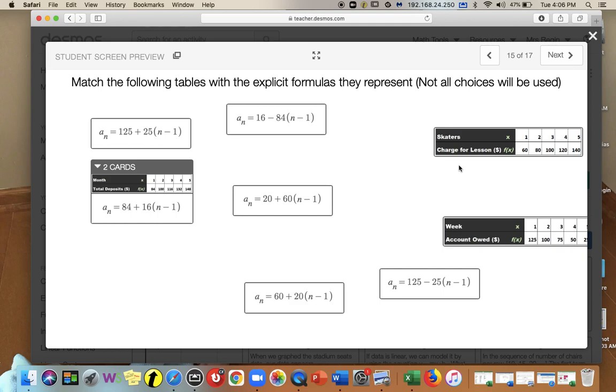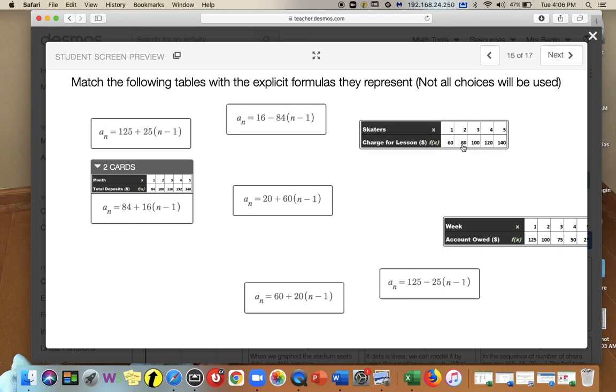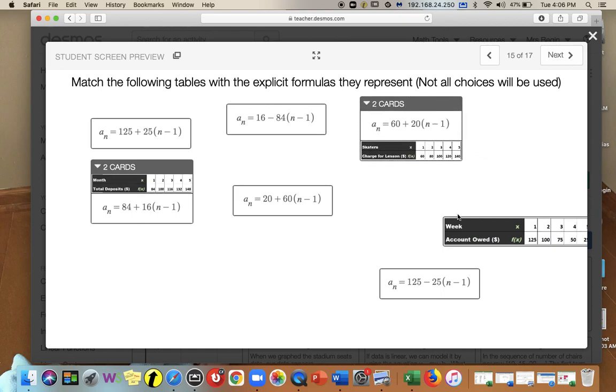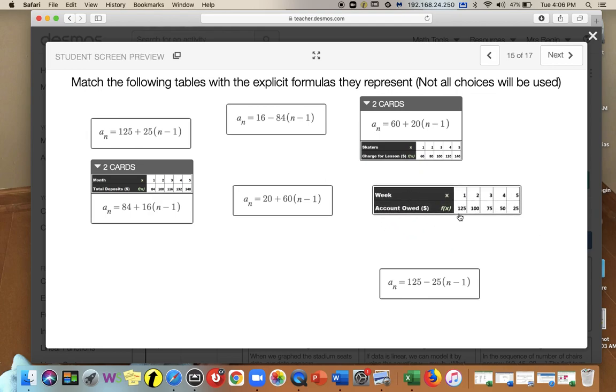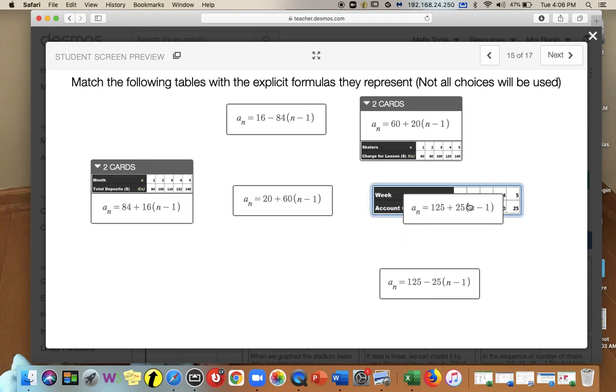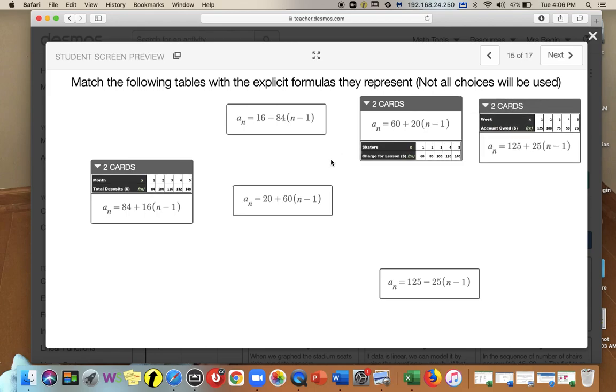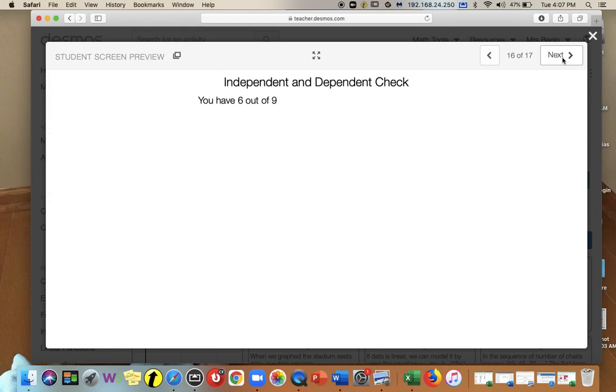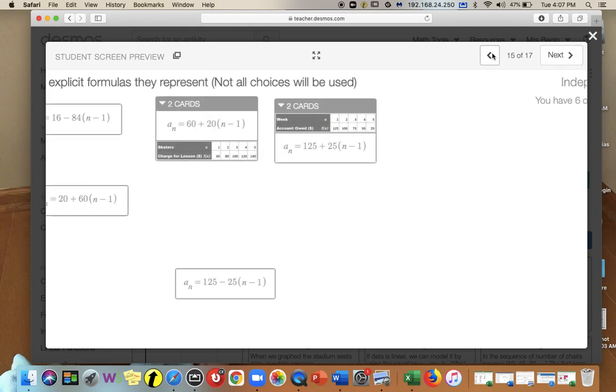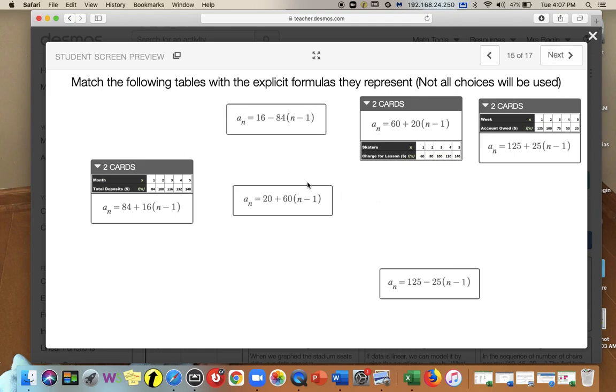Okay. Let's try this one. This is 60 and it's going up by 20 every time. Okay, so that would match that one. And this one right here is 125, but it's going down 25 every time. Okay, so I've matched all these up, and let's just see if any of these other ones would, nope, that's it. Oh, I have 6 out of 9. Is there more that match? Oh, but these ones don't match. 125 minus, yeah, okay.